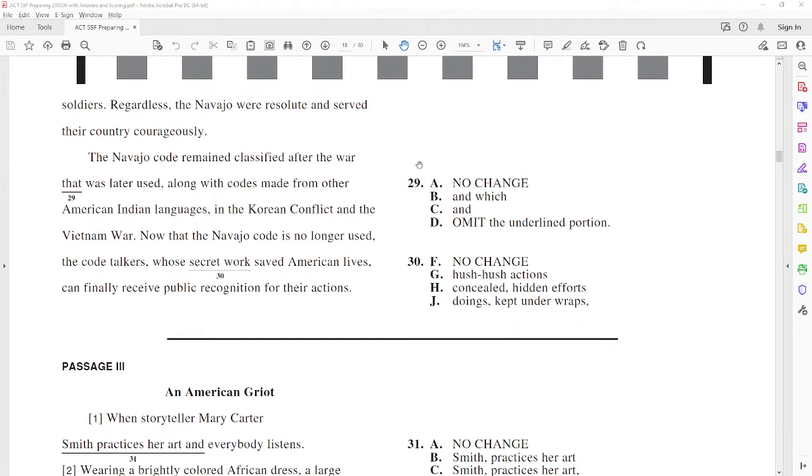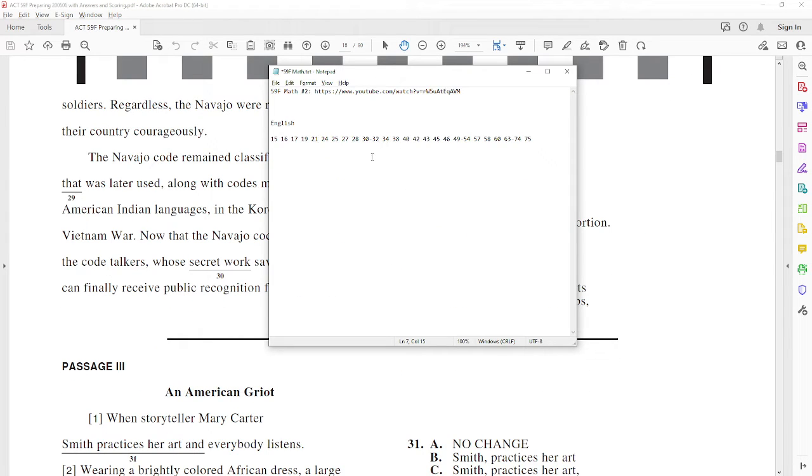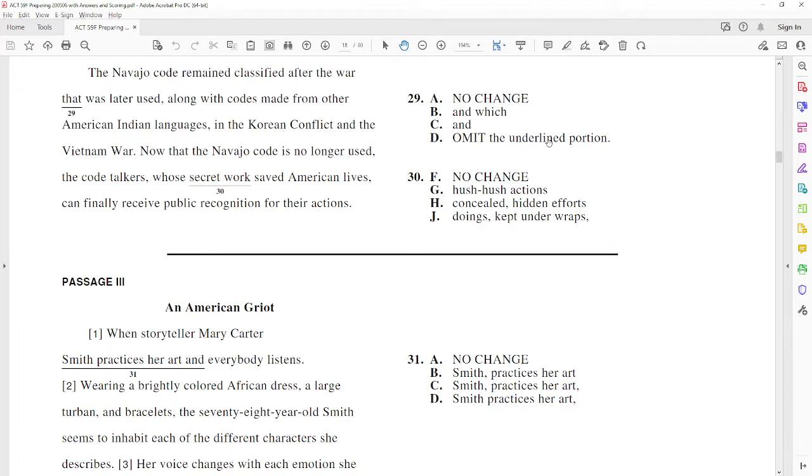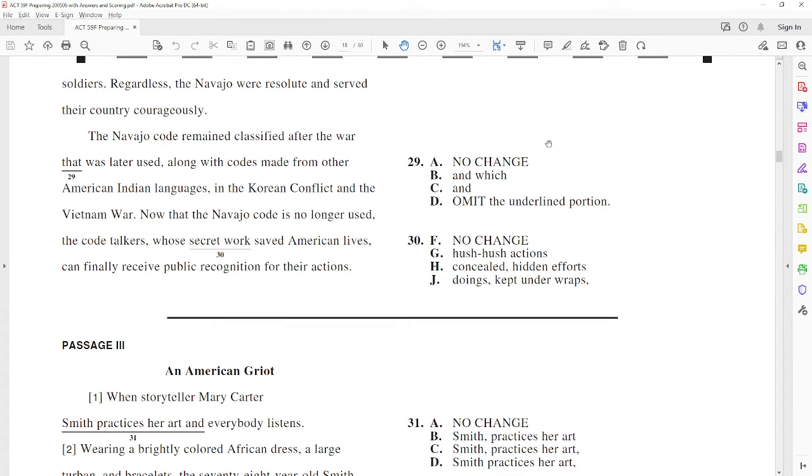All right, let's look at the next one on your list, which is 30 through 32. It says, now that the Navajo code is no longer used, the code talkers whose secret work saved American lives can finally receive public recognition. Is there a question? No. Is there an option to delete or omit? No. Let's look at what's there. Is it right or wrong? It says, now that the Navajo code is no longer used, the code talkers, whose secret work saved American lives, that's a non-essential phrase, can finally receive public recognition for their actions. Seems fine to me. I would pick no change.